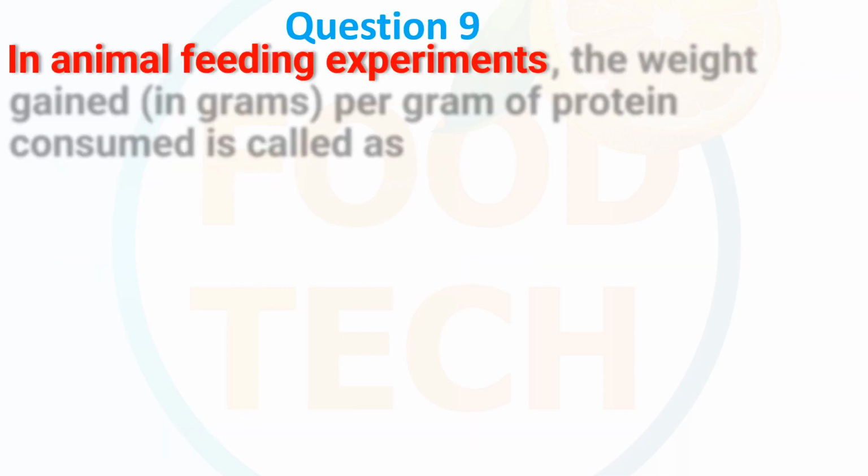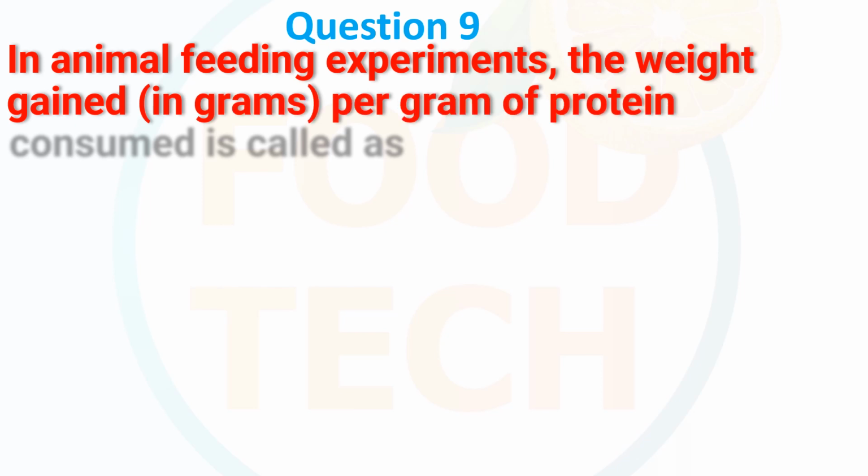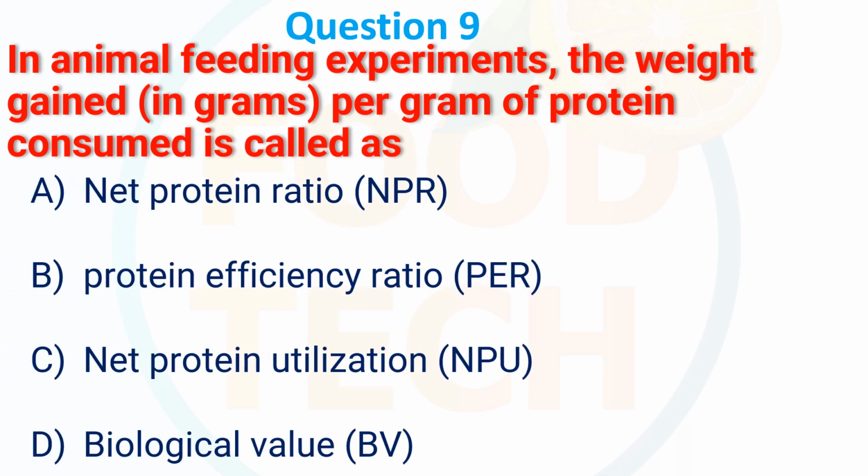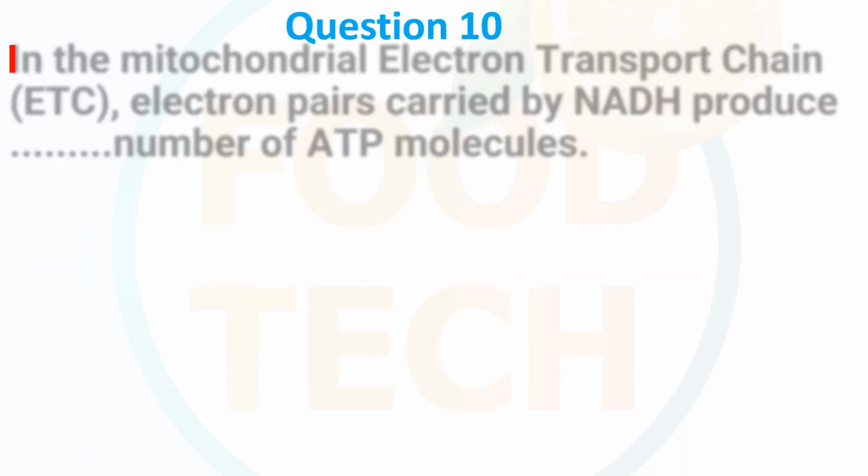In animal feeding experiments, the weight gain per gram of protein consumed is called: A. Net protein ratio, B. Protein efficiency ratio, C. Net protein utilization, D. Biological value. The answer is B. Protein efficiency ratio.